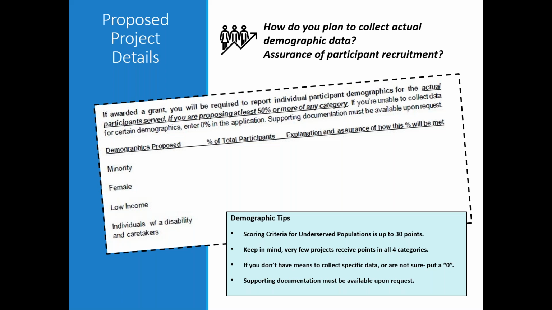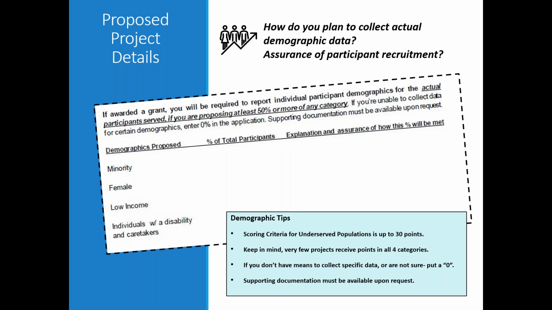I've seen programs that say we're going to serve 100% females, and then 2 of the girls have their little brothers show up and they participate, and it throws off your data. So if you think you're going to serve 100% of one demographic, I highly encourage you to put 98% or 95, just to give yourself a little bit of wiggle room.